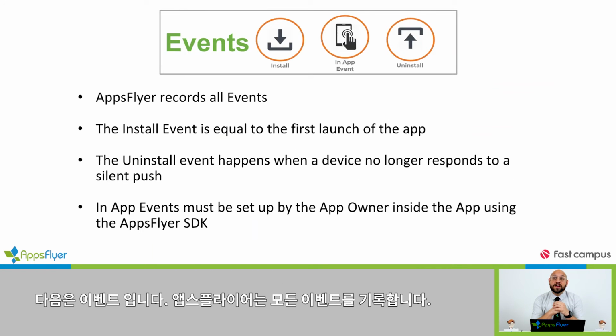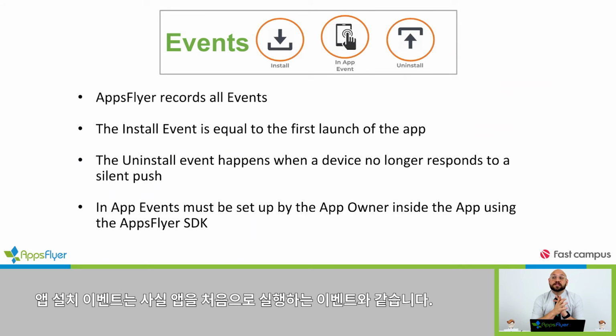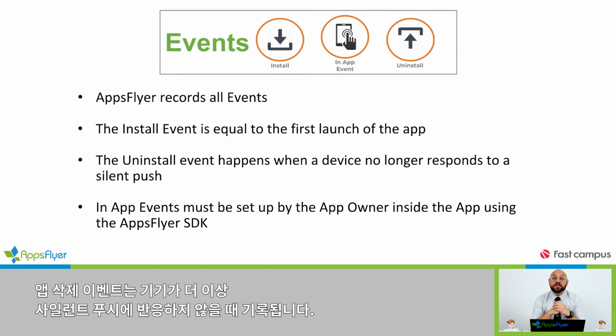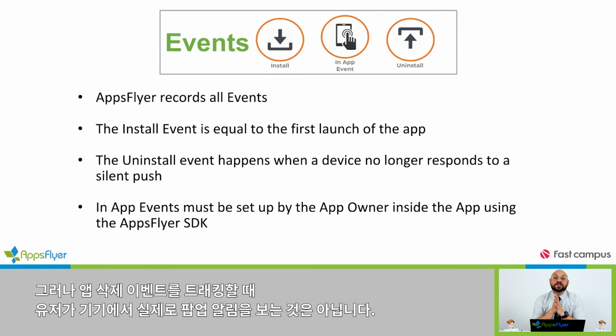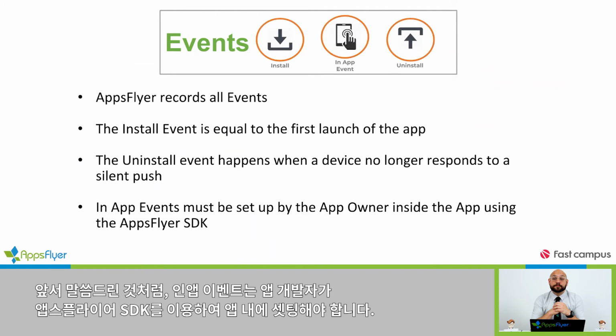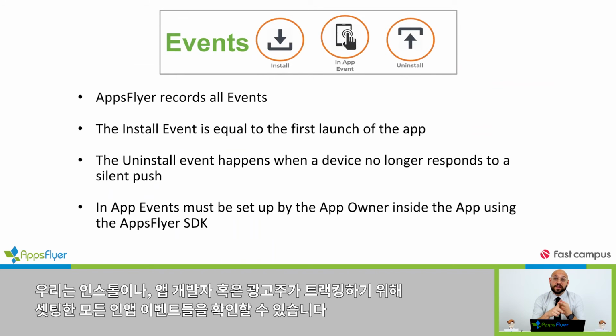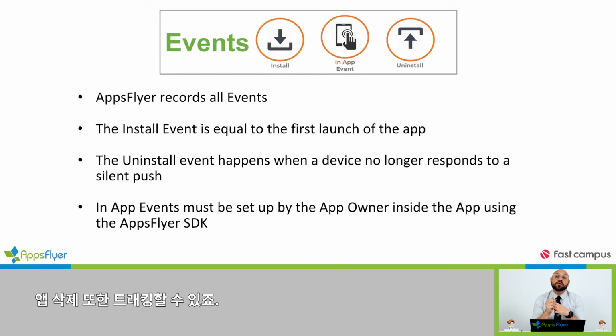Next, we have events. AppsFlyer records all events. The install event is actually equal to the first launch of the app. And this is because the AppsFlyer SDK needs to be activated in order to record an install. The uninstall event happens when a device no longer responds to a silent push. Now don't worry, when we're tracking uninstalls, users are not seeing a pop-up notification on their device. It's called a silent push because it's happening behind the scenes. And in-app events, as we mentioned, must be set up by app owners inside of the apps using the AppsFlyer Software Development Kit or SDK. So AppsFlyer records all these events. We record the install event, in-app events, and any in-app event that the app owner or advertiser decides to set up, we can record. And we also record the uninstall event.